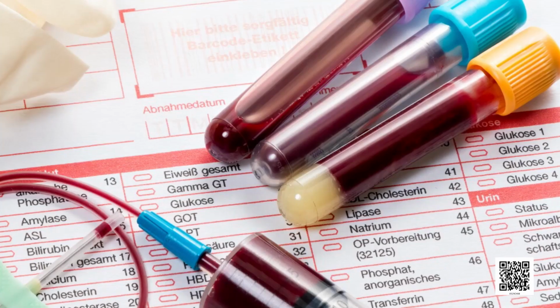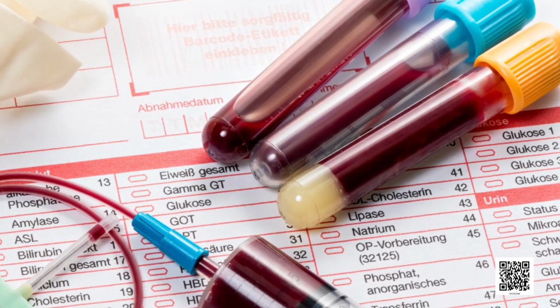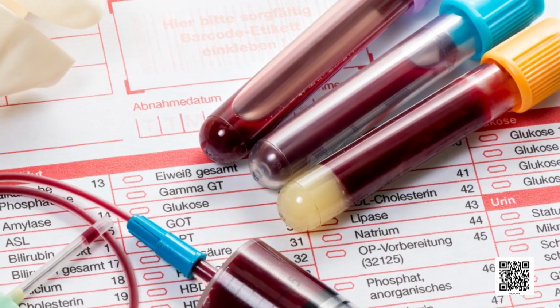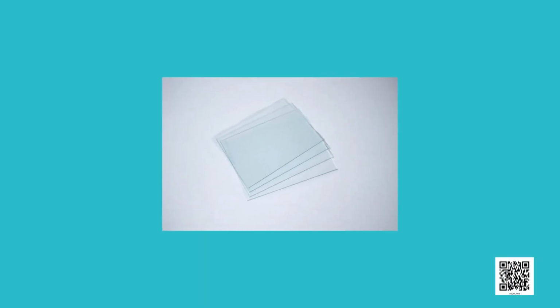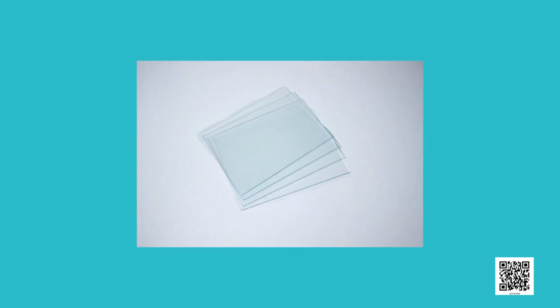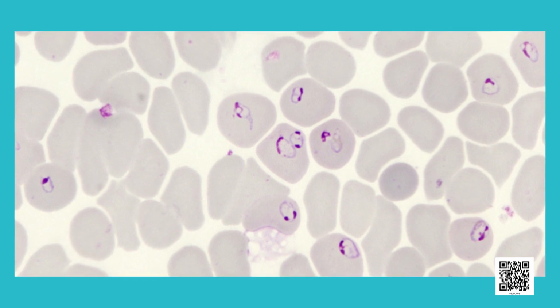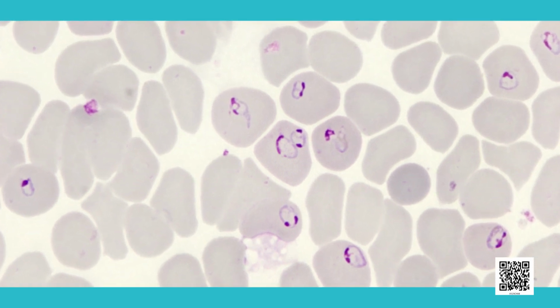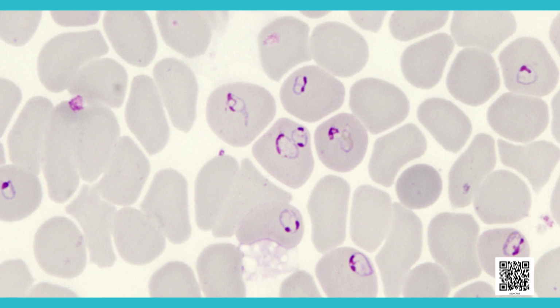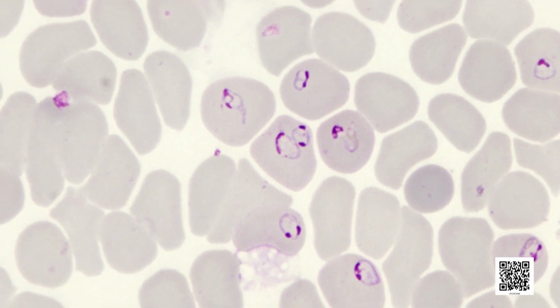A drop of patient's blood is spread out as a blood smear on a microscope slide. Prior to examination, the specimen is stained to give the parasites a distinctive appearance. So now you know how they find out that you have malaria by your blood test.